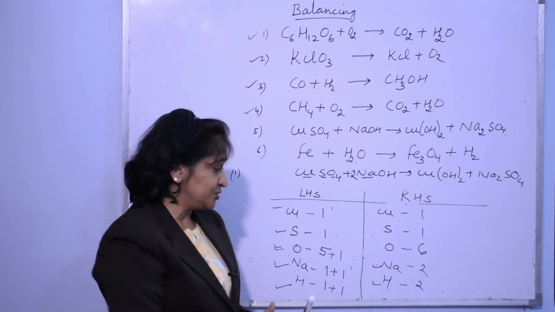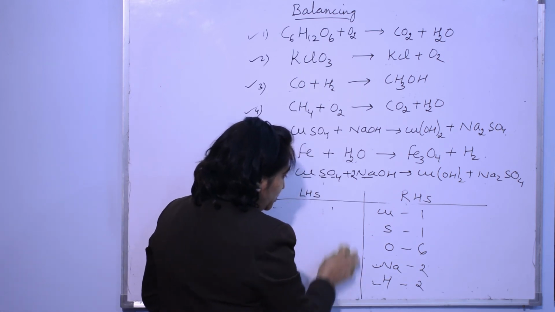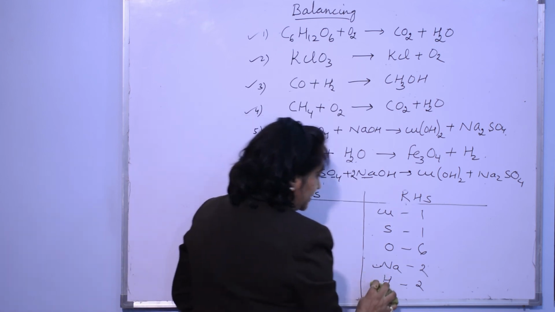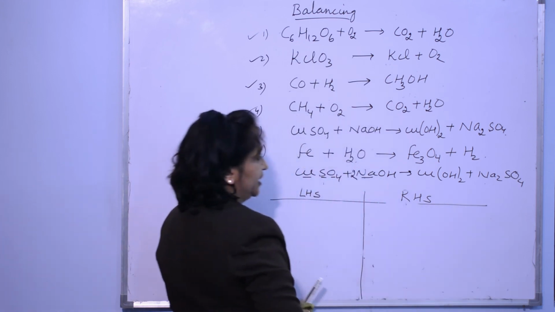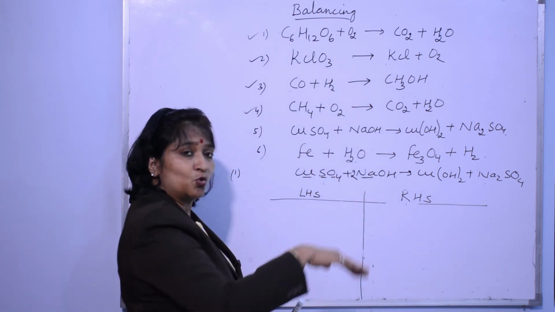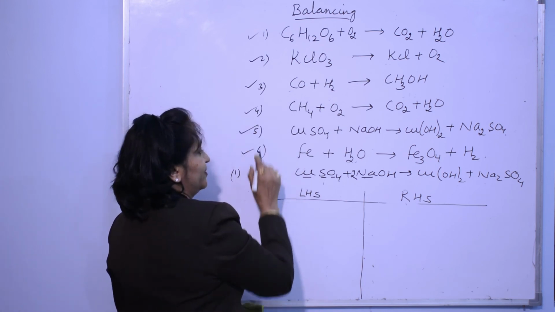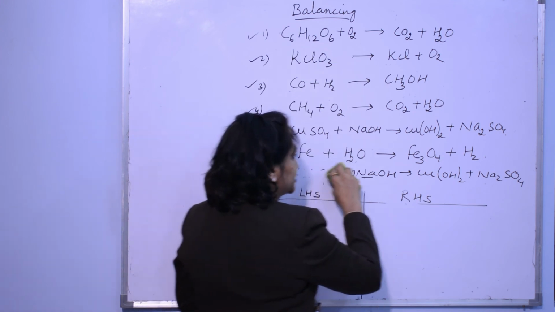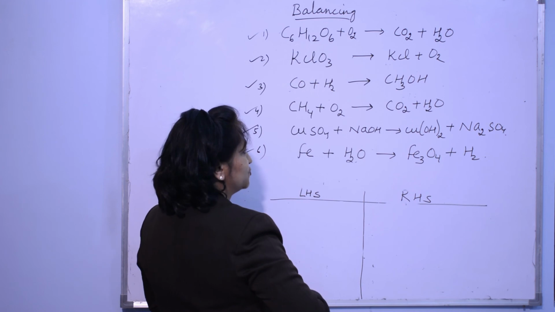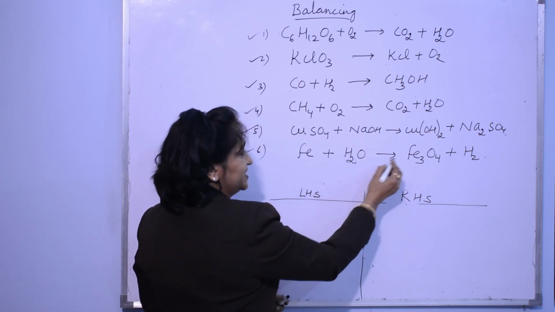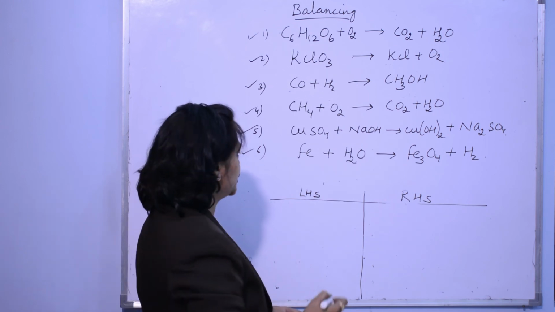Okay. So just keep on writing the atoms until you develop the grip on balancing, till you understand very carefully. You keep on making these 2 columns of left hand side and right hand side. Likewise, we'll take up the last reaction, that is iron plus water. It forms Fe3O4, that is ferroso-ferric oxide plus hydrogen.